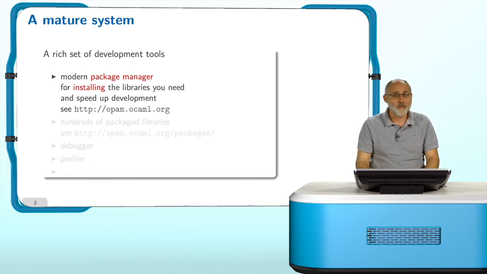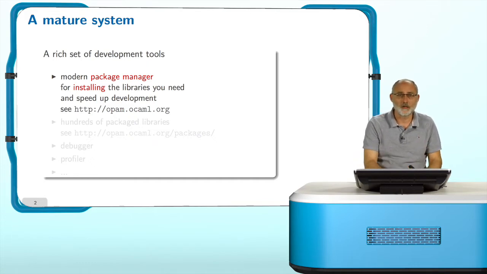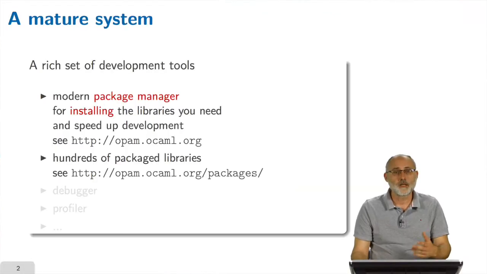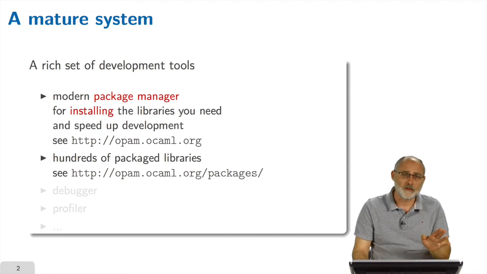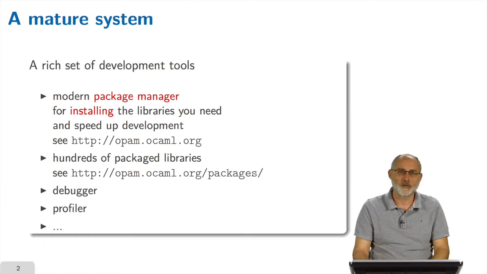For example, there is a modern package manager for installing the libraries you need and speed up your development. This is called OPAM. You can find it here, downloaded from opam.ocaml.org. With this package manager comes a repository that has hundreds of package libraries for you. But you also have a debugger, you have a profiler, there are memory profilers, many other tools like this one.